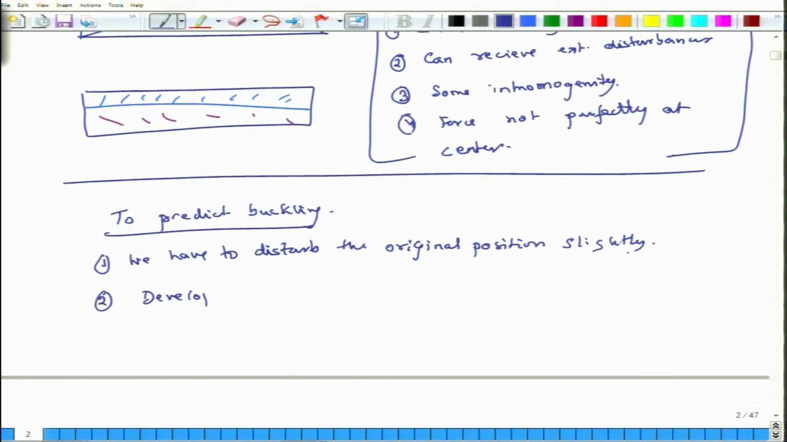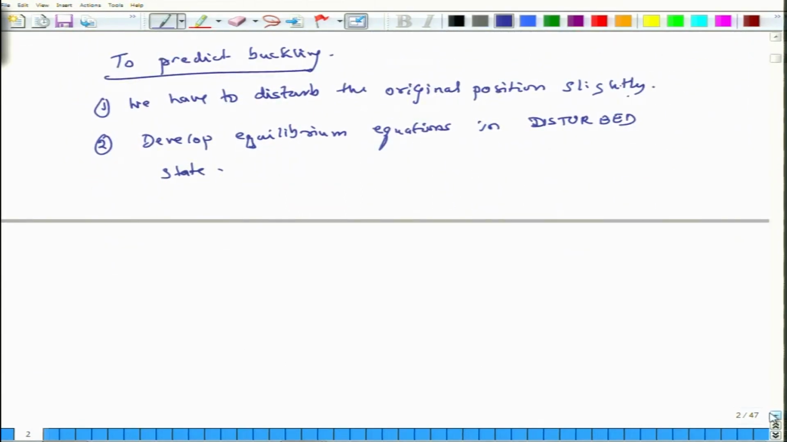develop equilibrium equations in the disturbed state. So, what do I mean by develop equilibrium in the disturbed state? When we were developing the governing differential equations for the plate, we said that the plate is perfectly flat and straight.